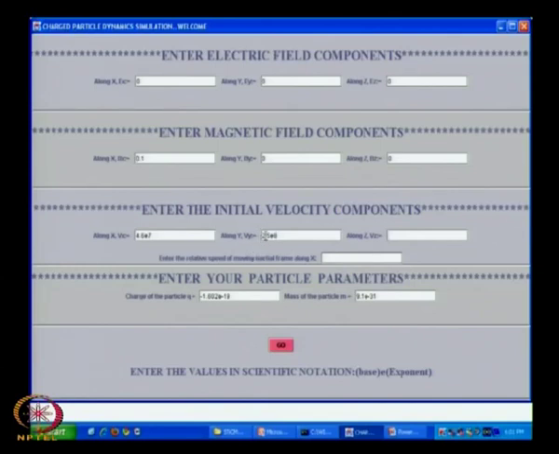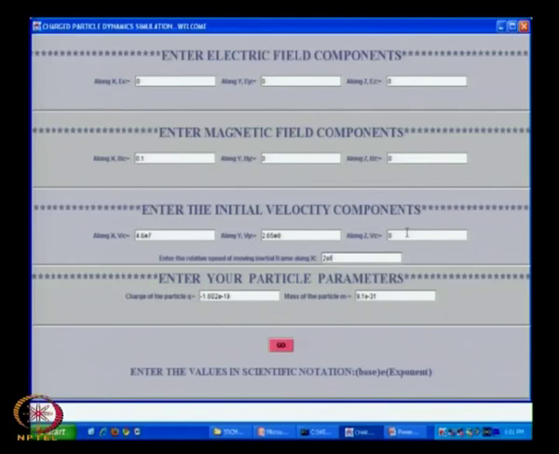The initial velocity of the electron has an x component and a y component, 2.65 into 10 to the 8. And what is Vz? It is 0. And the relative speed is 2 into 10 raised to 8 meter per second.